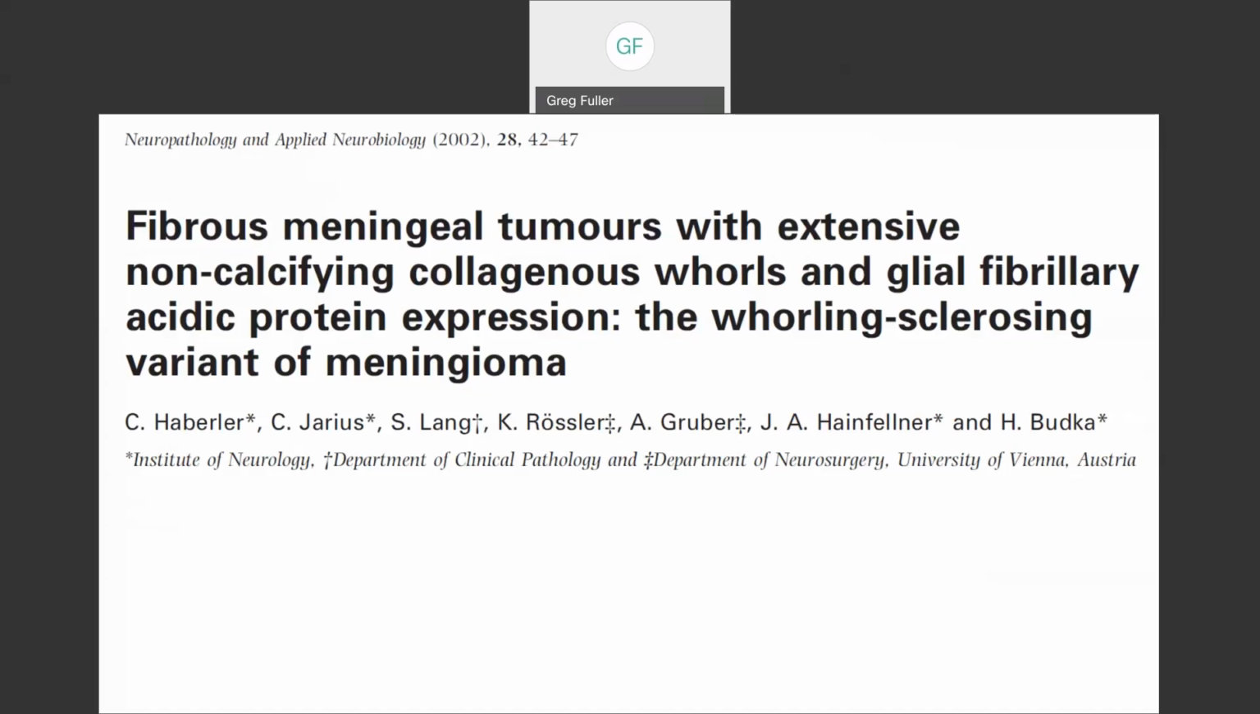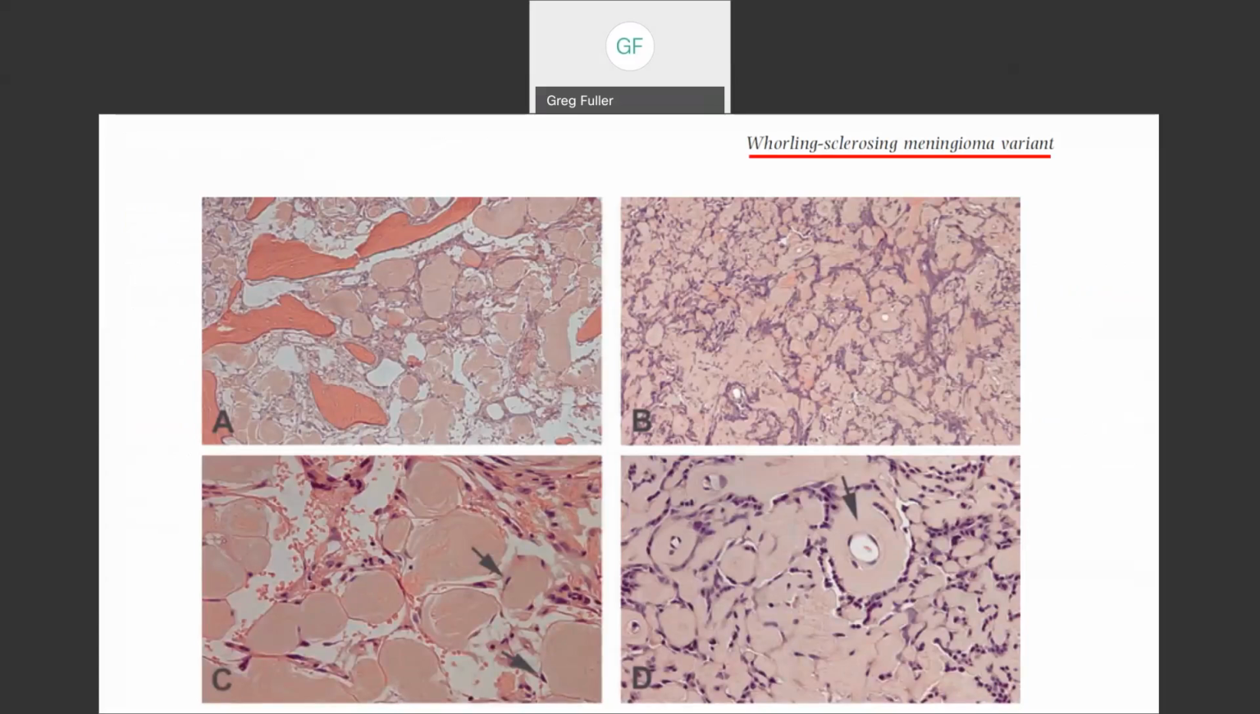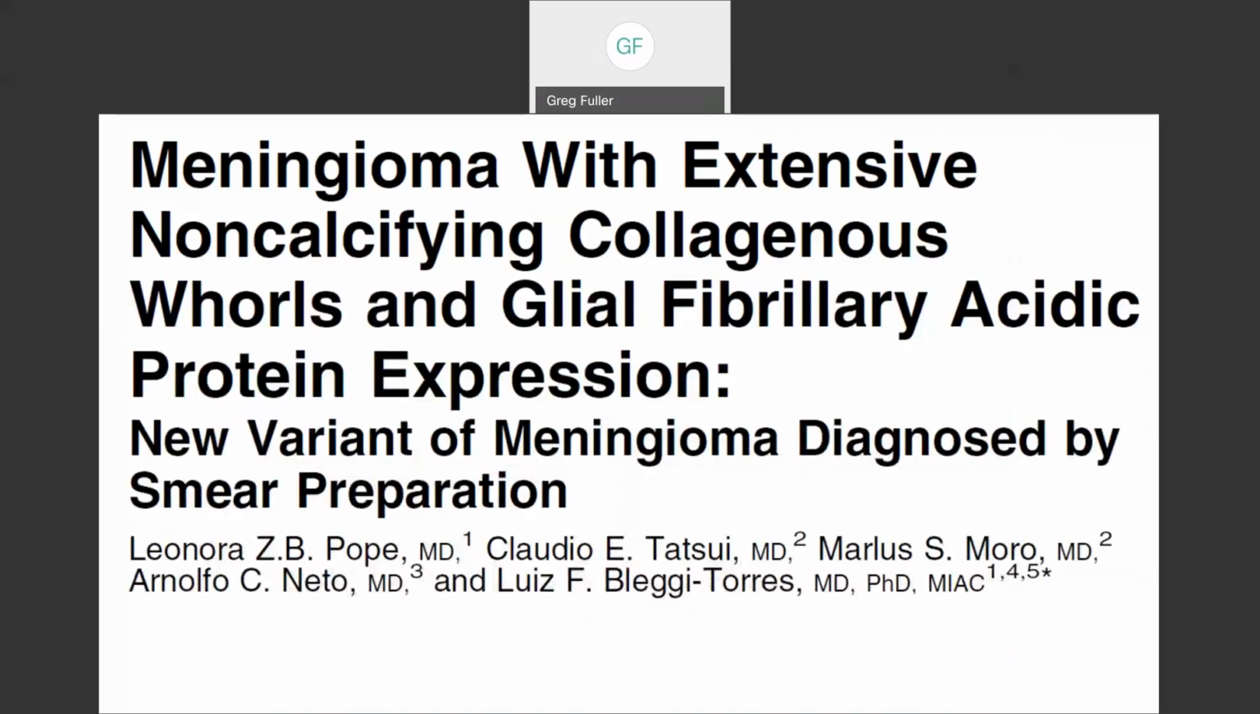Question, what is the whirling sclerosing variant of meningioma? Answer, it is a morphologic variant of clear cell meningioma WHO grade 2, in which the tumor stroma develops dense collagen in the form of whorls. The whorls grow over time and they coalesce. Yes, here are the figures from that paper, and you can see predominantly whorls of collagen, coalescing. All right, you're getting the full spectrum here. Meningioma with extensive non-calcifying collagenous whorls and GFAP protein.